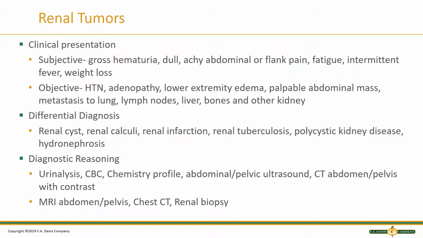Renal tumors pattern from metastasis, likely to the lung if it's going to metastasize. So you want to make sure to do a comprehensive respiratory system evaluation. It might be one of the times that you would percuss liver margins, looking for any changes in the size of the liver, also suspecting potential metastatic processes. Your differential diagnoses would be renal cysts, renal calculi, renal infarction, renal TB, polycystic kidney disease, or hydronephrosis.